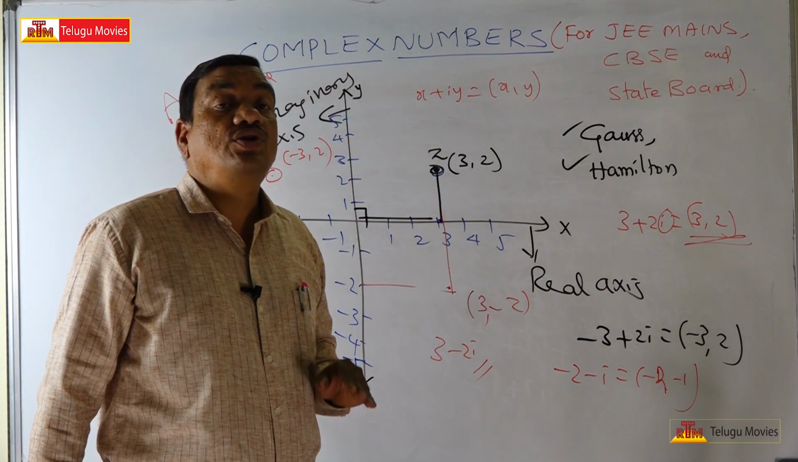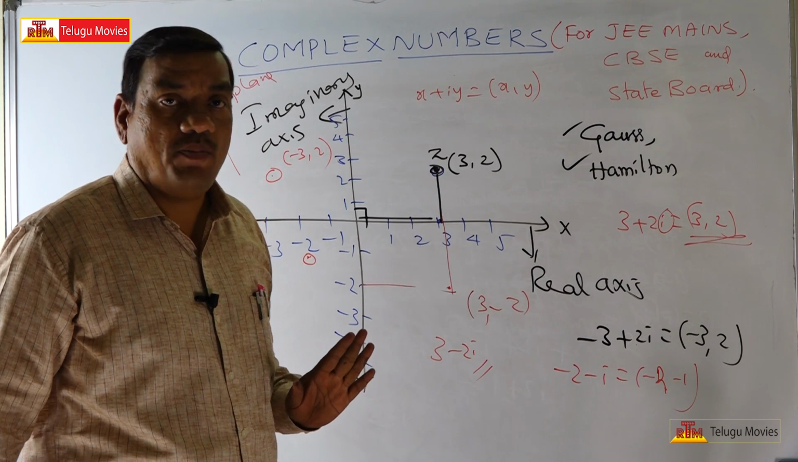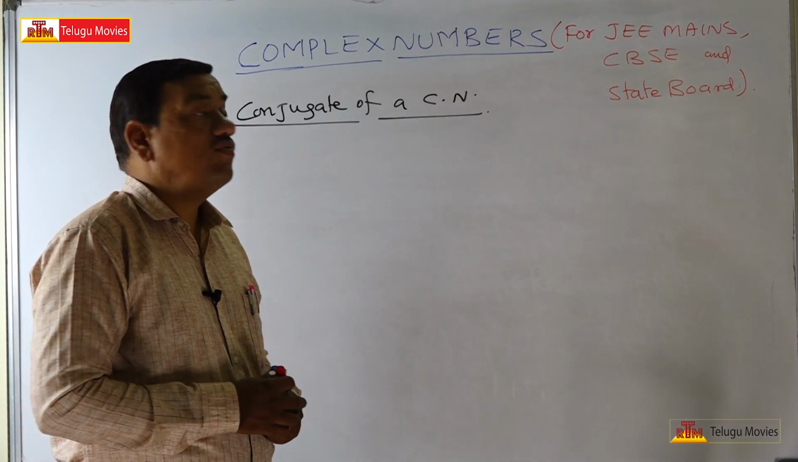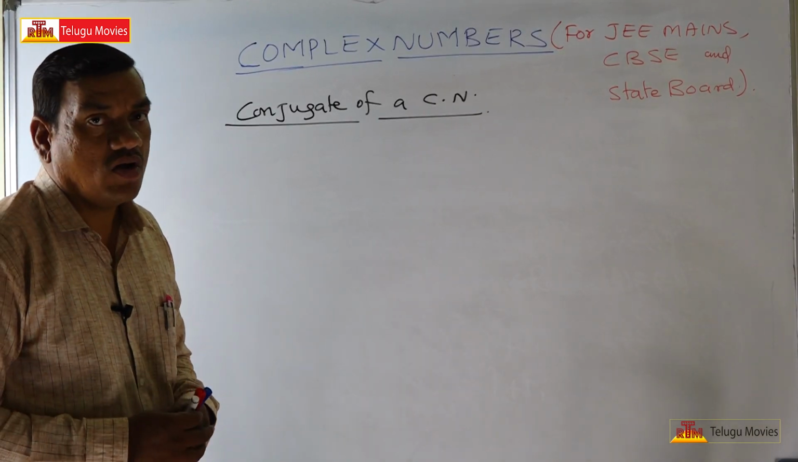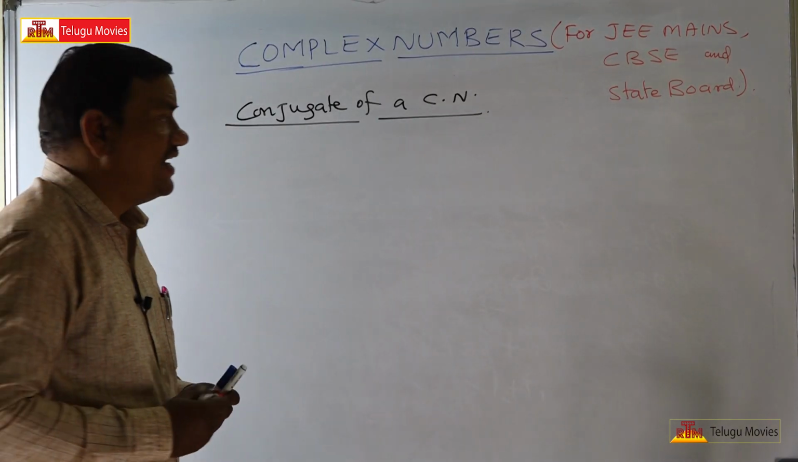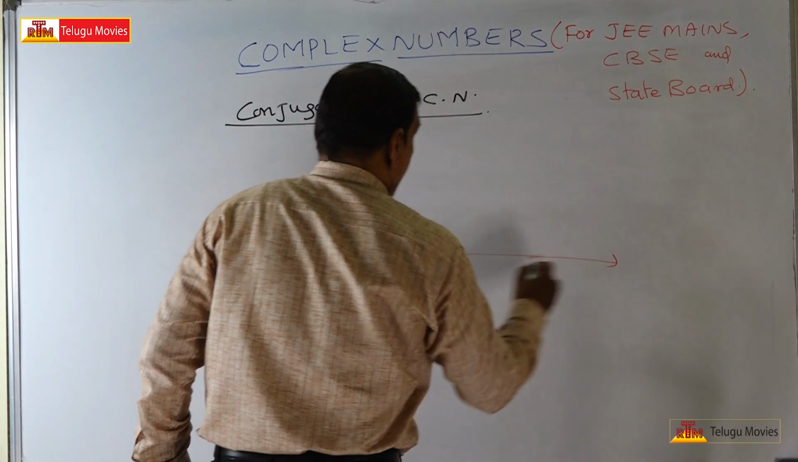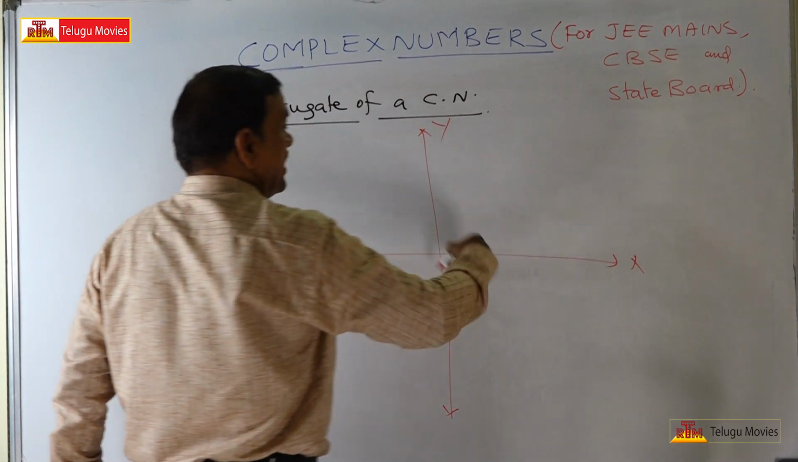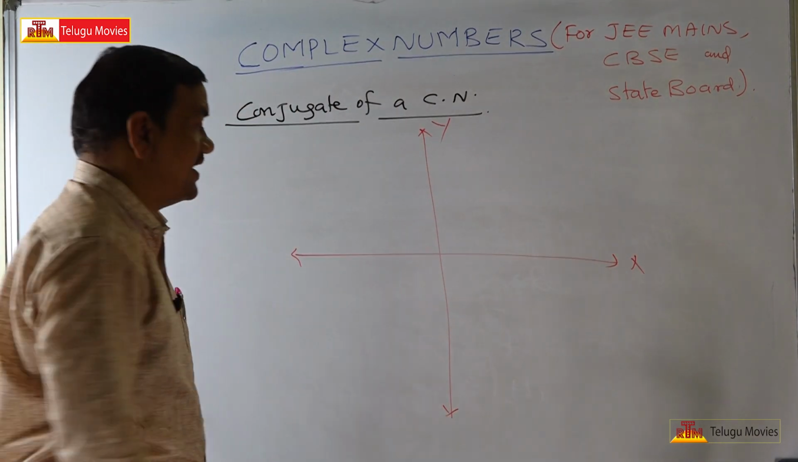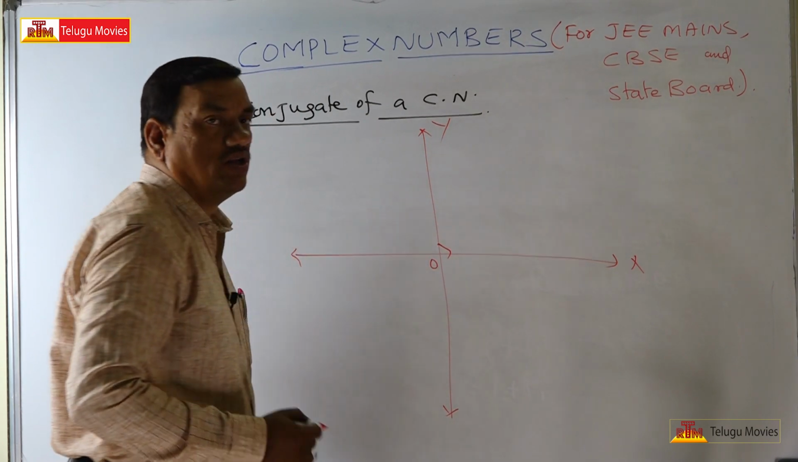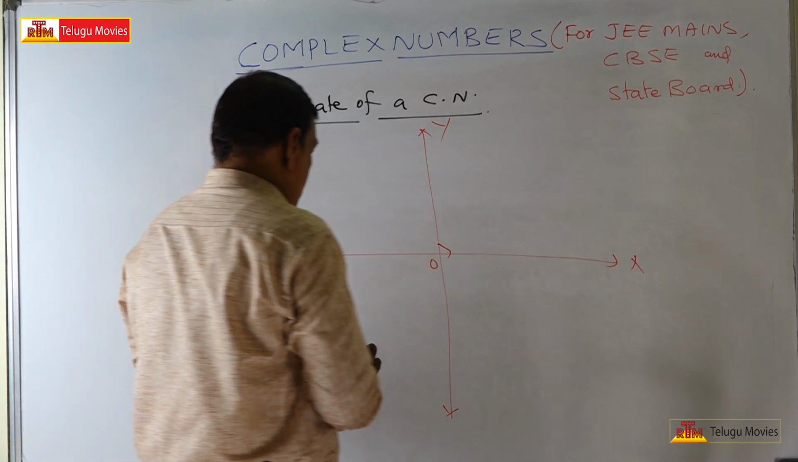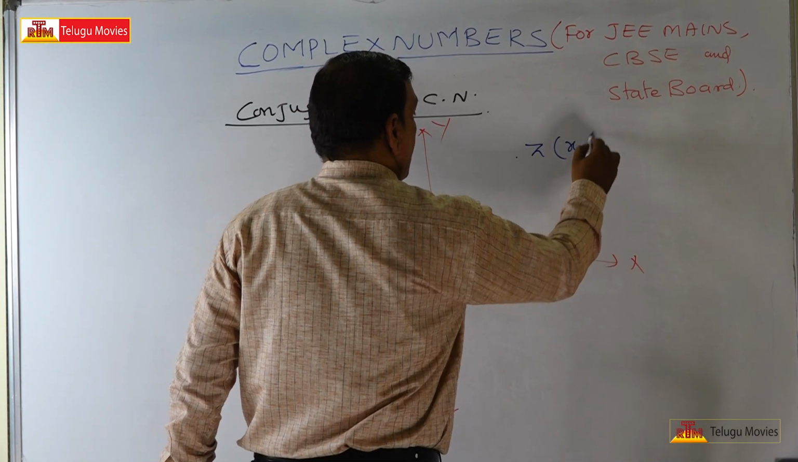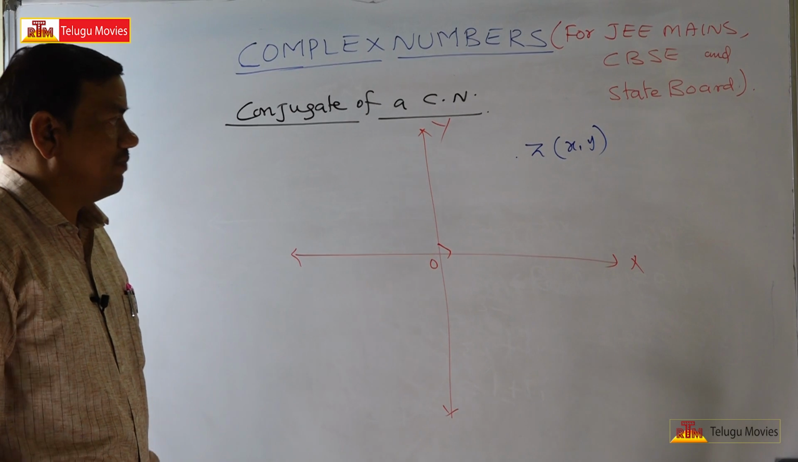Now we are going to define what is the conjugate of a complex number. Dear students, let us define the conjugate of a complex number. Let us take the Argand plane. This is the real axis, and this is the imaginary axis. This point of intersection we call the origin. Let us take any complex number, for example, z equals x comma y. That is a complex number.